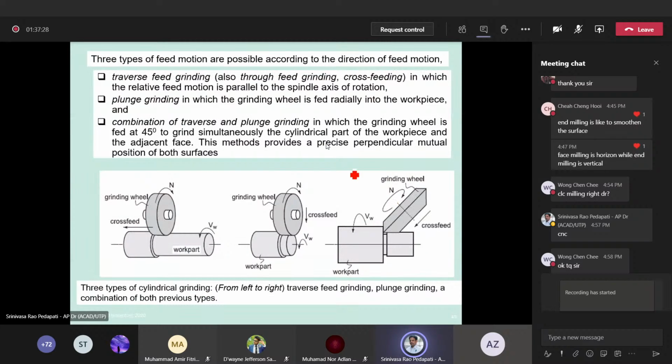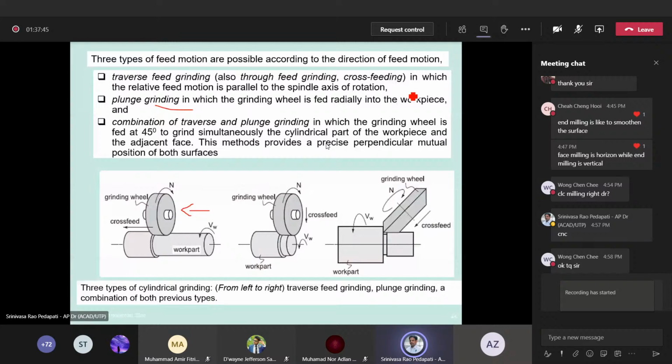So now coming to the three types of feed motions: traverse feeding, plunge feeding, and then a combination of traverse and plunge. So what is traverse? Traverse is clear. Cross feed is given to this.